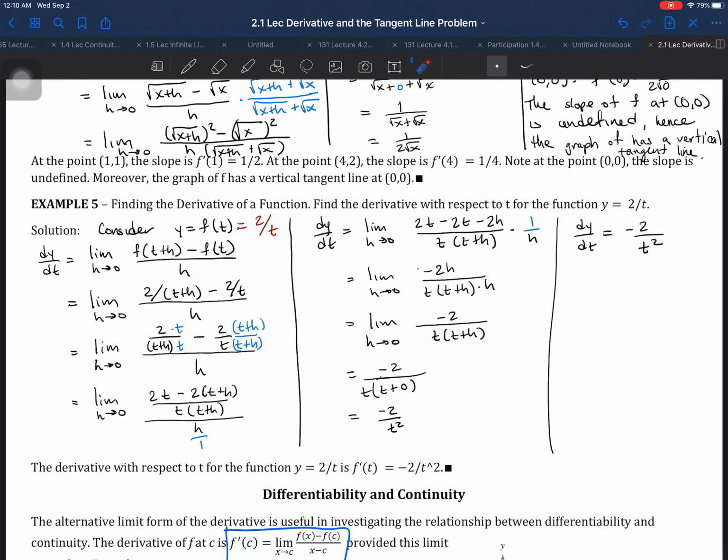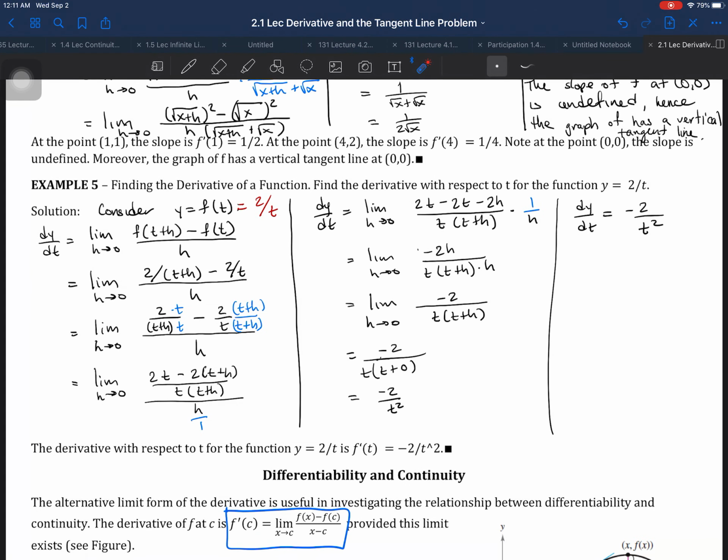Don't forget the limit. And then what I did here is, because I have a fraction over a fraction, I decided to change this to a product by multiplying the numerator by the reciprocal of the denominator. So instead of having multiplied by h over 1, I'm multiplying by 1 over h. Alright, so by doing this, now we have those two cancel each other out. We're left with negative 2h.